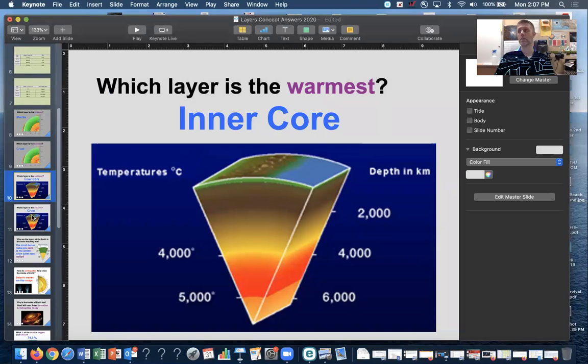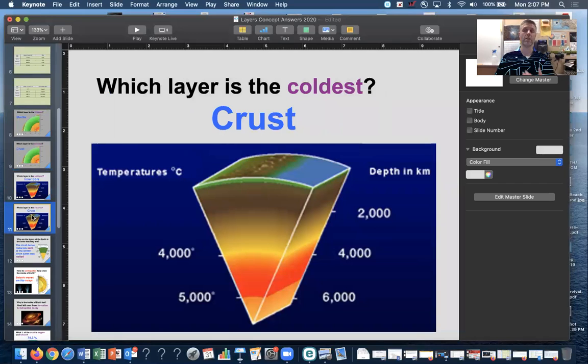And then the coldest layer, luckily for us, is the crust, because we live on the crust, and as humans we prefer a pretty narrow temperature range as far as what we like to live in. So the crust is the coldest layer.